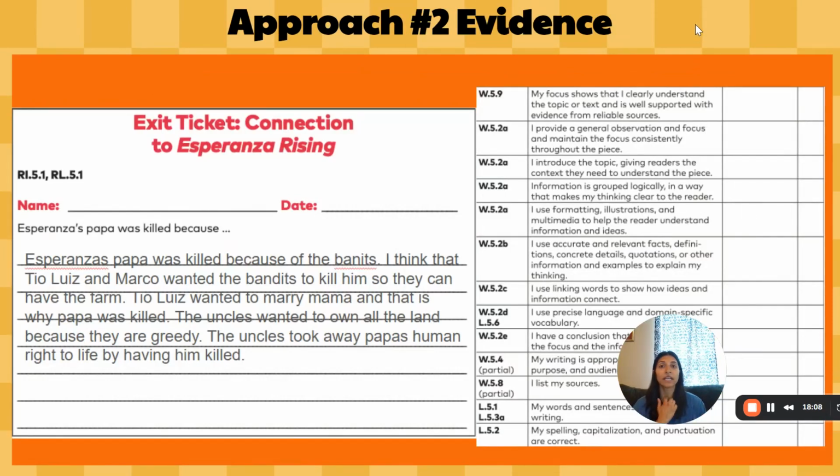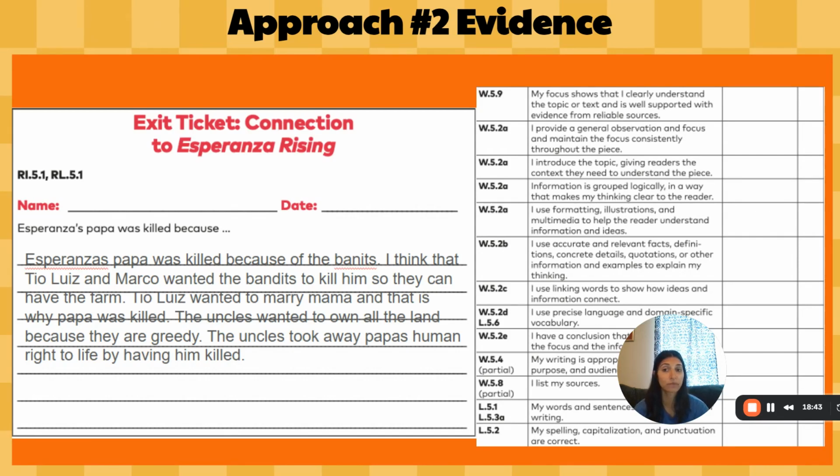Here are a couple pieces of evidence that I have. So the first one is the exit ticket for the story that we read. And as you can see, it's titled For Esperanza Rising. You have, Esperanza's papa was killed because. So students had to finish the prompt based off the chapter that we read. So the goal that we spoke about is making sure that we do a quick, short response. So the student wrote a little bit more than what I was expecting, but it shows me that they have a deeper understanding. So the student, he wrote, Esperanza's papa was killed because of the bandits.